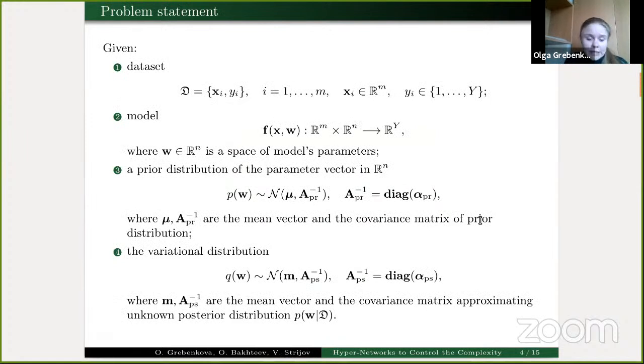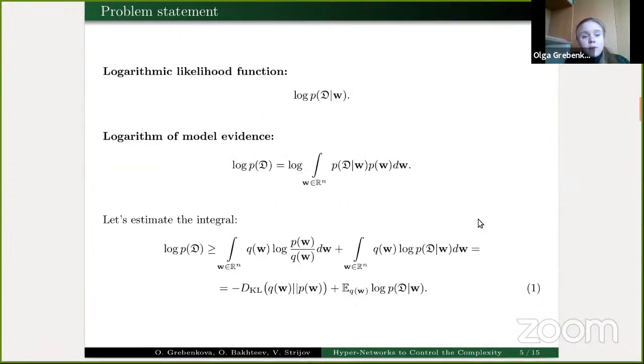There are a given data set, model, a prior distribution of the parameter vector, and a variational distribution, which is approximating a known posterior distribution. We define the logarithmic likelihood function for the model and the corresponding vector of parameters. The optimal values of the parameters can be found by maximizing the logarithm of the model evidence. This is the Bayesian approach to the problem.